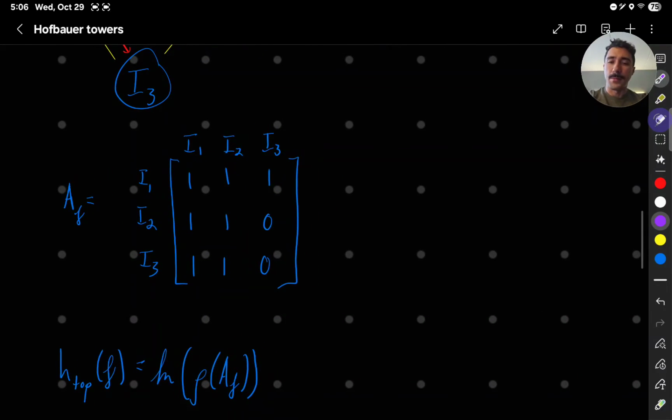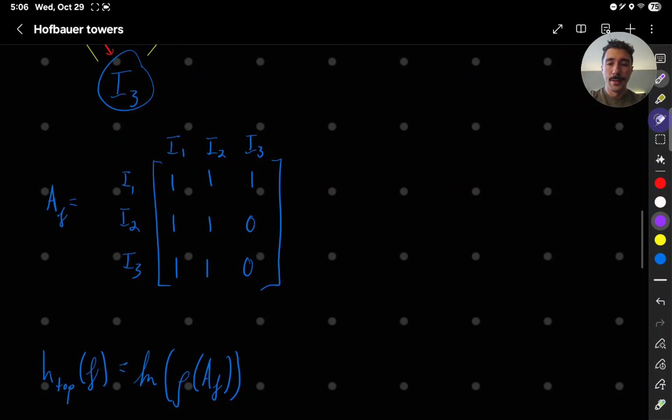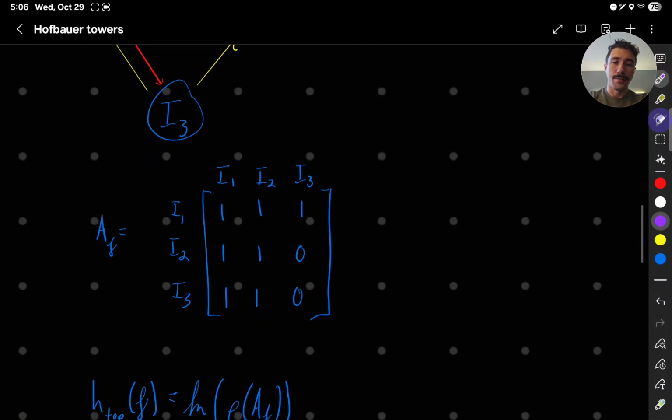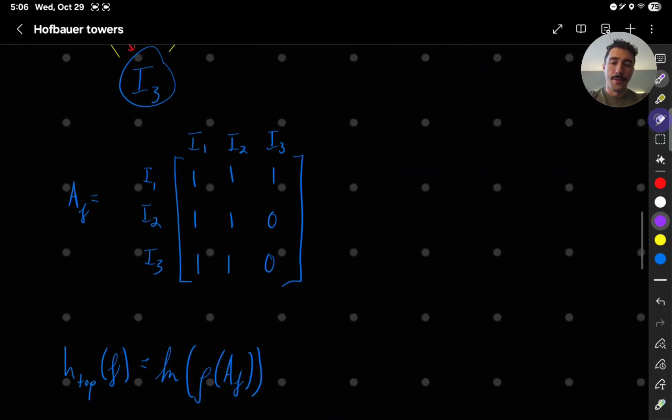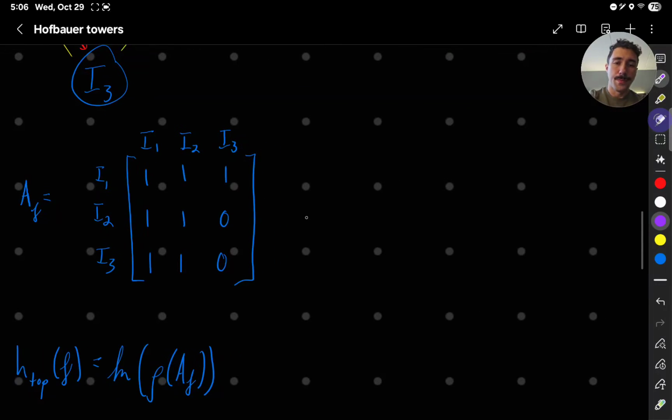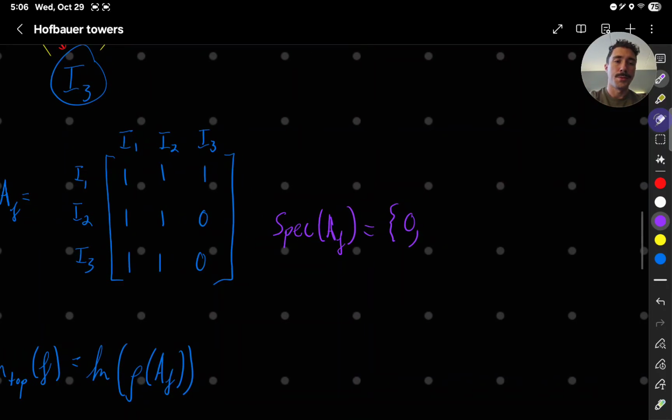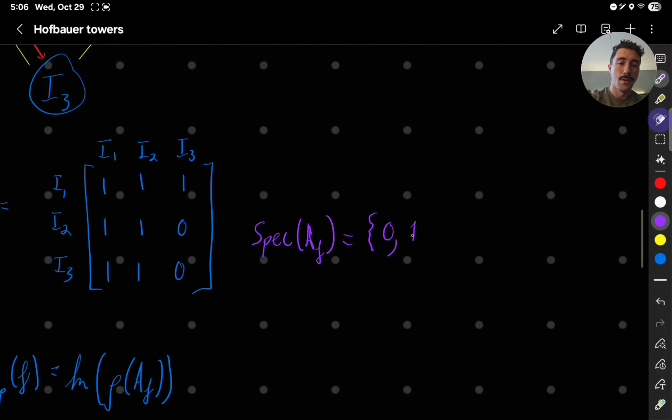Or, I can recognize that this is a rank 2 matrix. This row can be killed off by Gaussian elimination, subtracting row 2 from it. And then row 1 can't be killed off by any Gaussian elimination. So one of the eigenvalues should be 0. So we'll say the spectrum of AF is the set of eigenvalues. One of them is 0, and if you calculate the spectrum, you find that one is 1 minus root 2, and the other is 1 plus root 2.